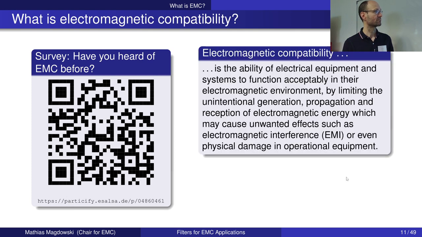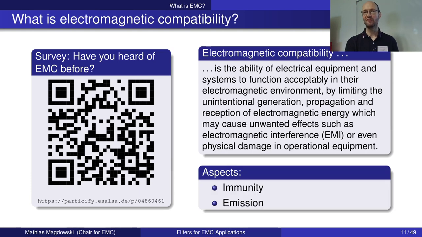So it's the brief definition: it's the ability of some equipment to function satisfactorily in a certain electromagnetic environment, and at the same time it should not radiate or put disturbances into the very same environment. So there are two aspects in there: emission, it should not emit, and immunity, it should be immune to external stuff.